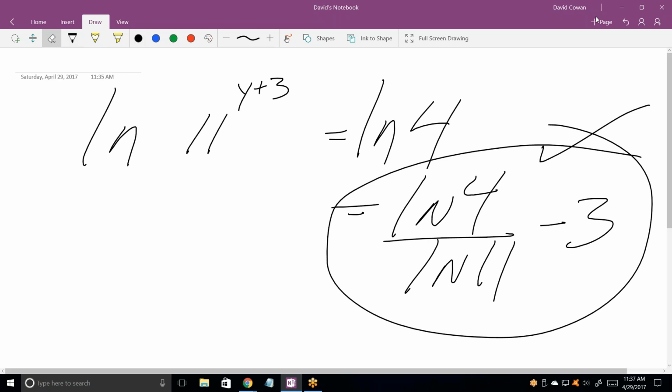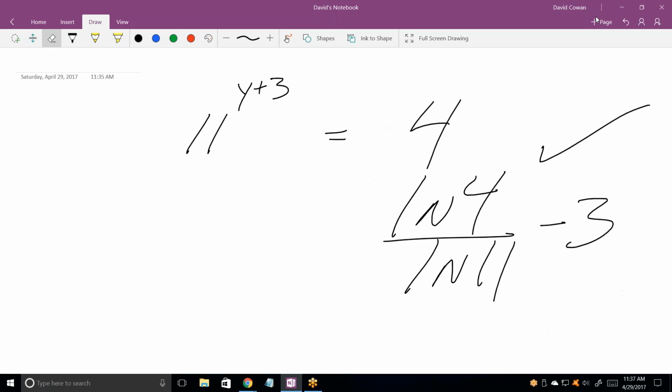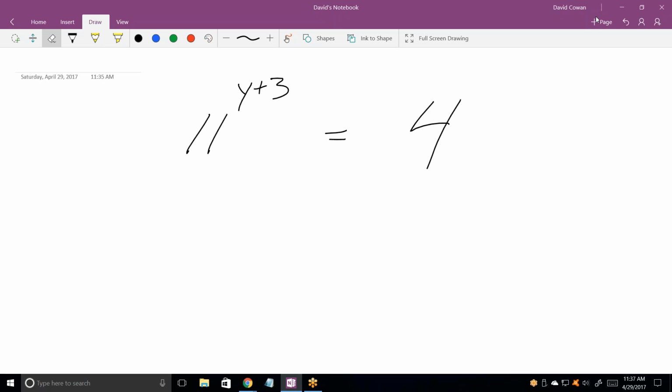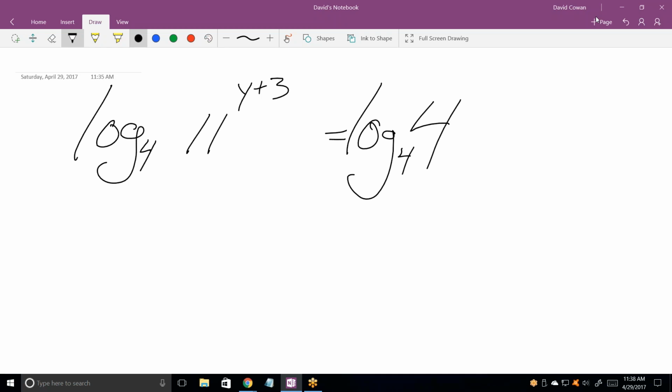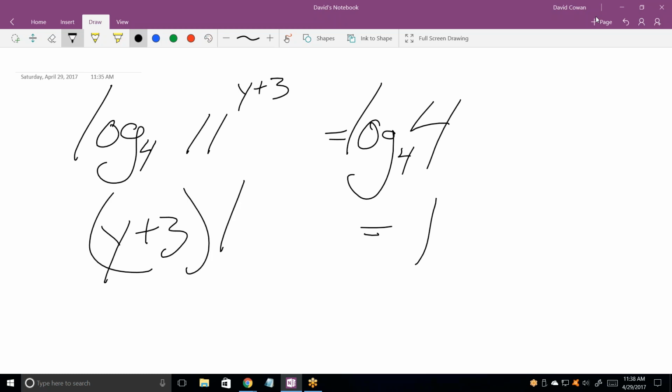And instead of taking the natural log of both sides, some clever person says, well, what if we took the log base 4 of both sides? Wouldn't that be easier? What's the right side become immediately? 1. Does seem easier. I can still bring down the y plus 3 multiplied by log base 4. Now I'm still going to divide both sides by log base 4 of 11. What you can't do on a regular calculator.